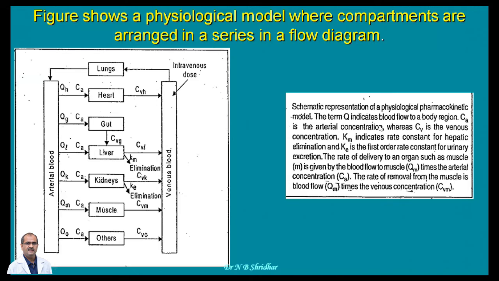Here you can see that Q indicates the blood flow to a body region, heart, CV is the venous concentration, M indicates the concentration for hepatic metabolism, and the elimination, KE, is the first order rate kinetic of the urinary system, etc. So here all the organs get the drug to one extent or another.